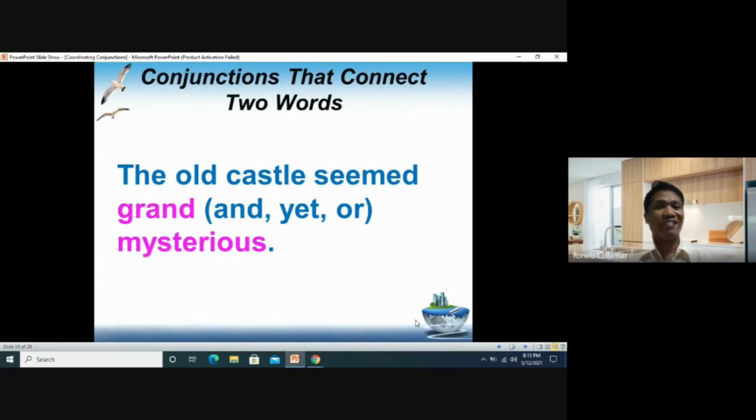What about the third one? The old castle seemed grand, blank, mysterious. What do you think is the answer here?